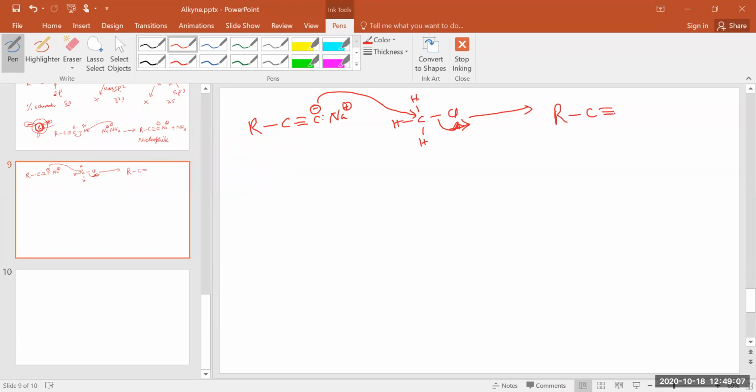So this RCOOCH3 plus NaCl. So what did you see? We can add the methyl group. Similarly, if you react this with benzyl chloride, the chloride will go, and you can get this product.